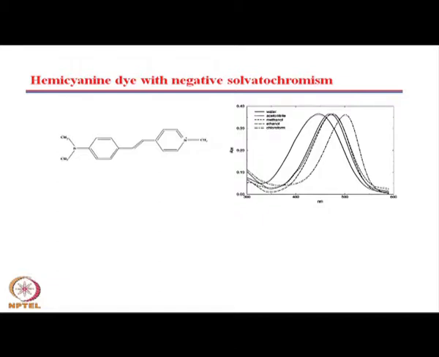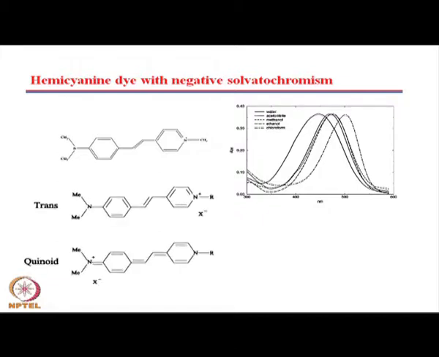Regarding solvatochromism, in the case of hemicyanin dye you can expect negative solvatochromism. Positive solvatochromism you can also expect, and there are plenty of examples you can find. Therefore solvatochromism is a very important phenomenon, which we will try to utilize in understanding the solvation behavior of molecules.